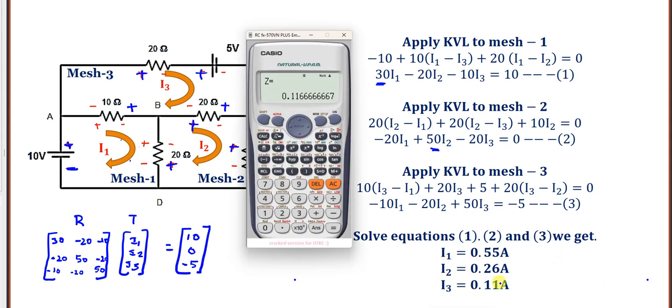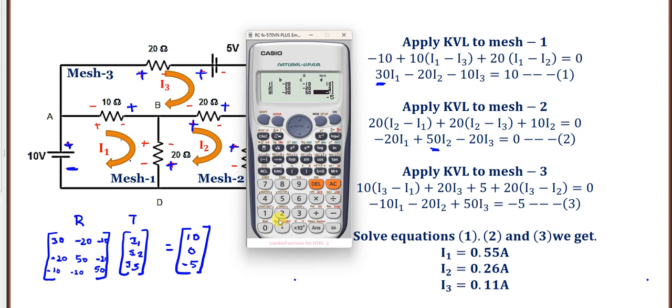Okay, you can do it once again. Go to equation mode, press 5 to select the unknown variables, equation number 2. There you enter 30 equals, then minus 20 equals, minus 10 equals, 10 equals, minus 20 equals, 50 equals, minus 20 equals, 0 equals, minus 10 equals, minus 20 equals, 50 equals, then minus 5.